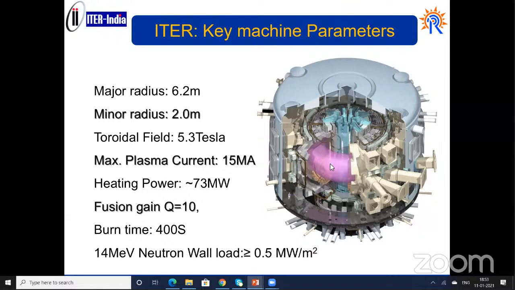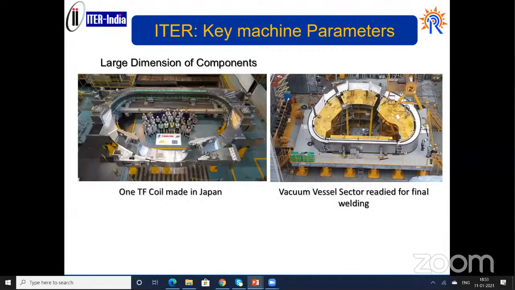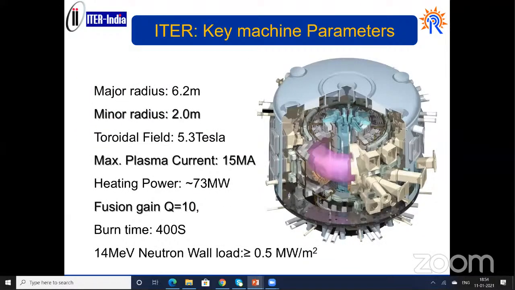We have provision for heating up to 73 megawatt, but this is not always possible. With 50 megawatt, we expect to gain up to 500 megawatt of fusion output, which can go up to 400 seconds. The heat load on the walls will be limited to half a megawatt per meter square at the moment. But remember, that is not good enough for a fusion reactor which produces power and connects to the electricity grid.